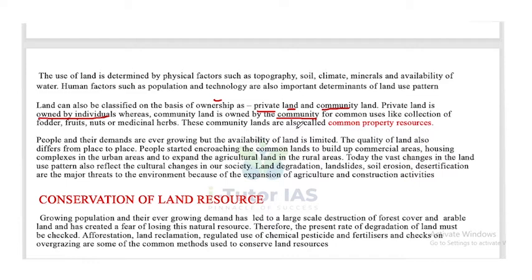These community lands are also called common property resources, because they are used commonly for the collection of fodder, fruits, nuts, medicines, etc. So that's why they are known as common property resources. On the basis of ownership, the land can be classified into two: private land, which is owned by individuals, and community land, owned by the community.